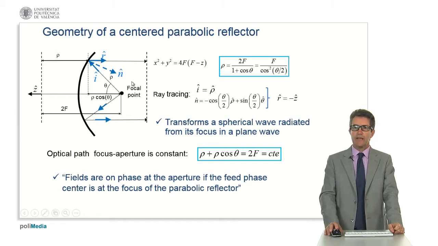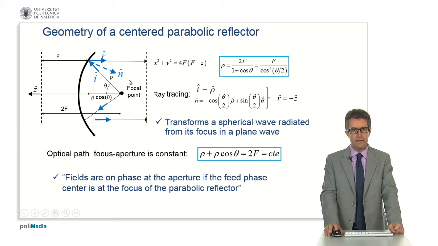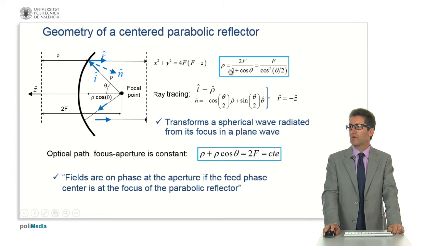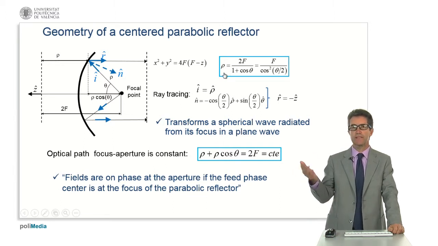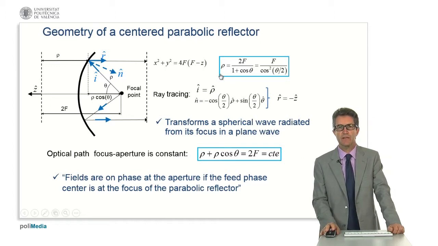So according to the Snell law and boundary condition of the electric field, we go further and establish the geometrical equation that defines the paraboloid, both in Cartesian components or in polar components. This is a two-dimensional representation.